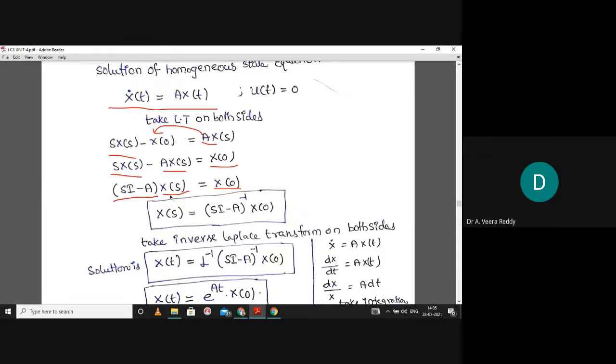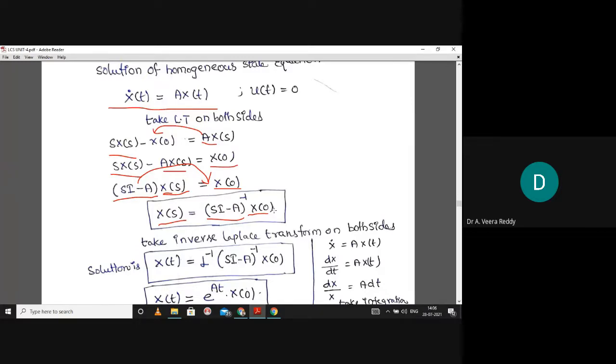Then we need to calculate x of t, the time domain solution of the state equation. In order to obtain it, just separate the term X of s. So X of s equal to (sI minus A) whole inverse into x of 0.